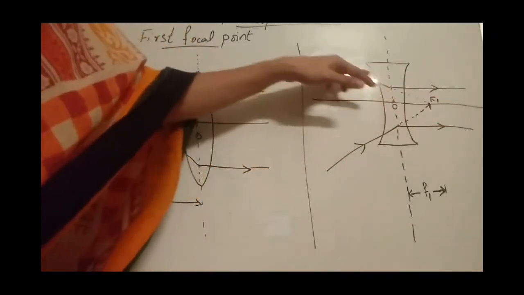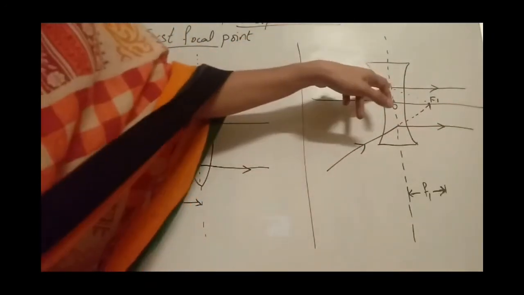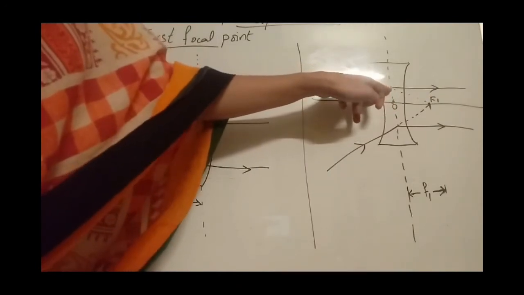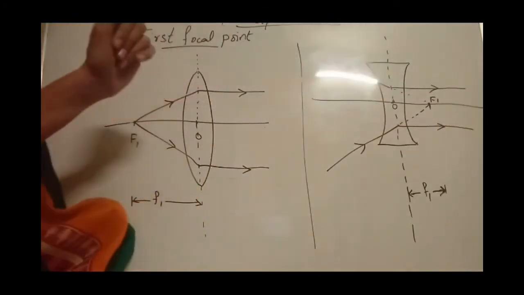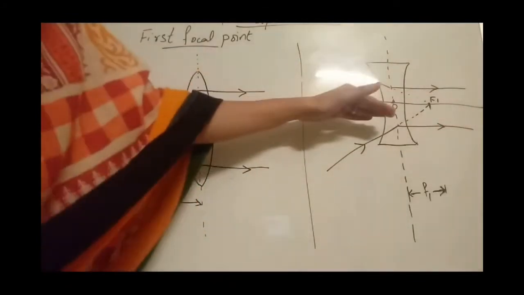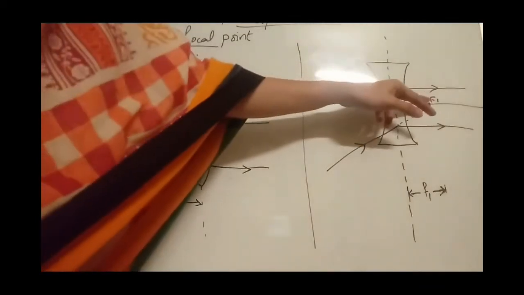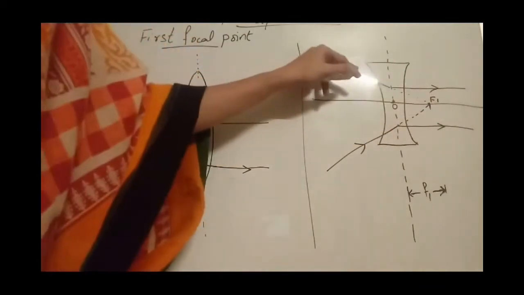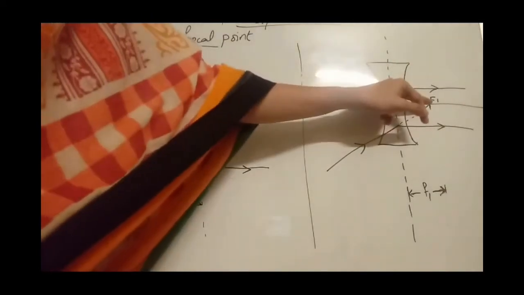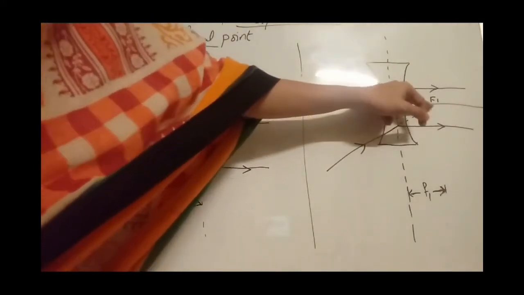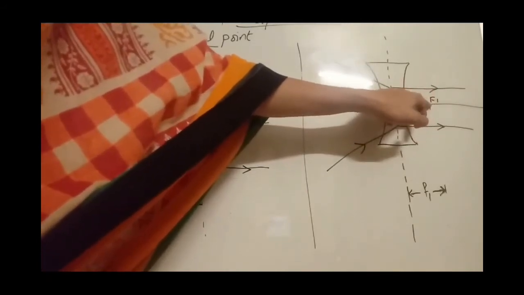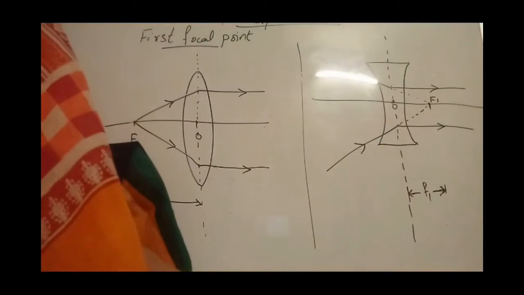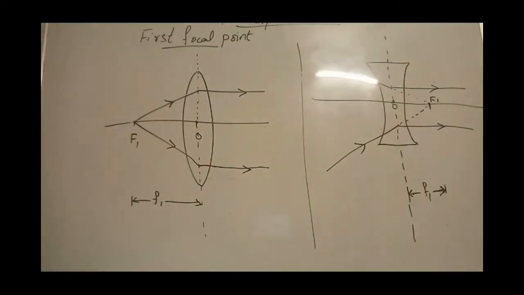Okay, and after that, when the ray strikes the concave lens, it is seen that it is refracted and goes parallel to the principal axis. The ray from which the incident ray is imagined to emerge, or is imagined to meet at a point, is known as F1, and that point we name the first focal point of the concave lens.